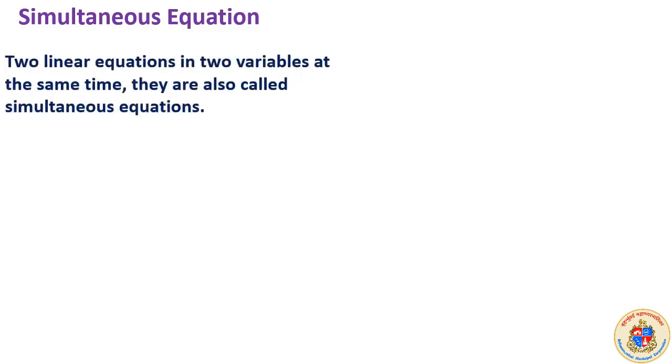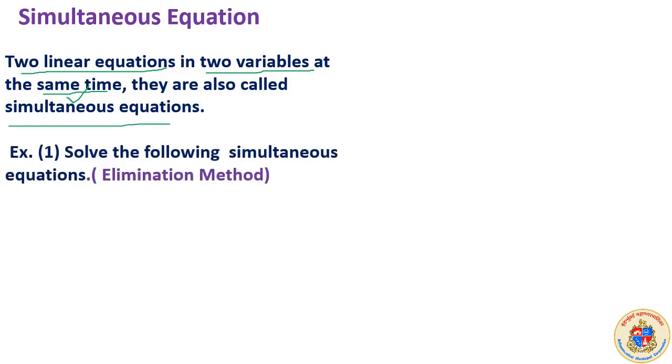Another concept you should remember is about simultaneous equations. Just like the name indicates, equations at the same time. Two linear equations are there and two variables are there, which you already know, and we are considering two linear equations at the same time. Then we call it a simultaneous equation. Here is an example from my side to understand how to deal with simultaneous equations.